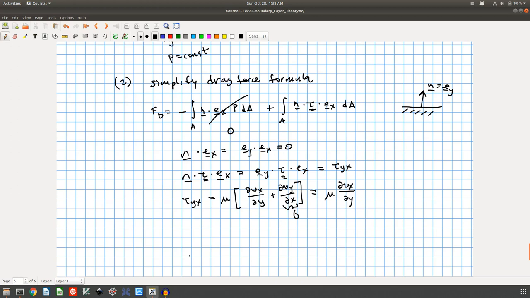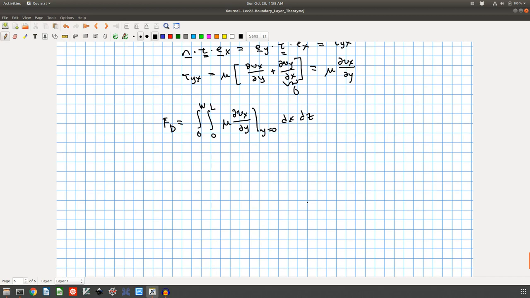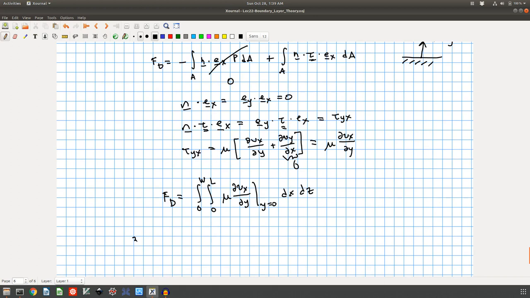Now I'm down to the drag is equal to the integral from 0 to some width and 0 to the length of mu dvx dy, evaluated at y equals 0 right there along the surface, dx dz. Getting close now. So part 3 then is I need to find tau yx by taking derivatives.